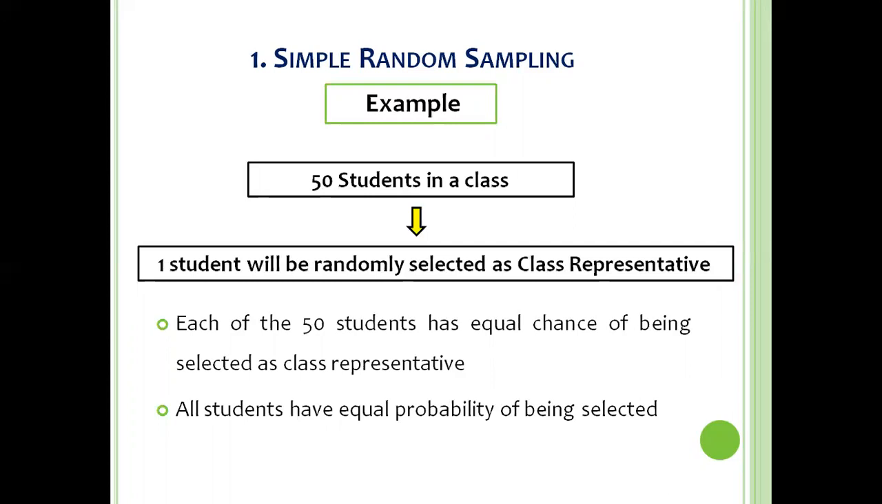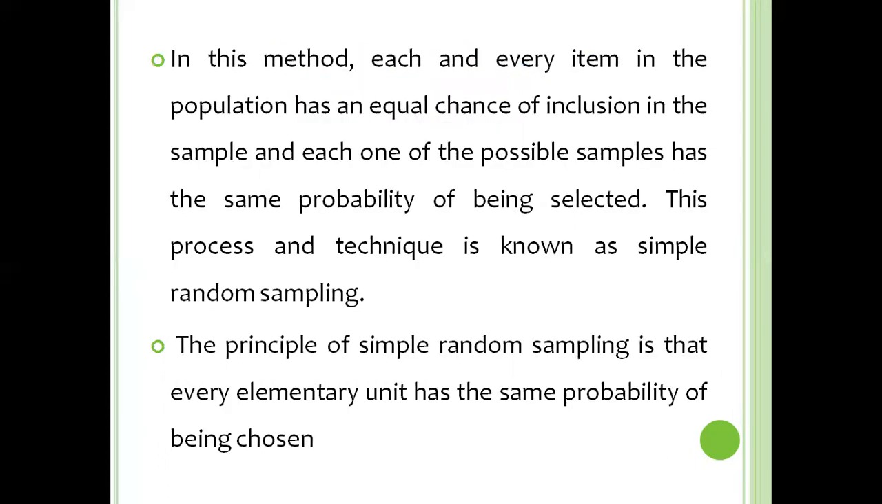So when such a technique is adopted for sampling, then such a method of sampling is called simple random sampling. So these are the write-up. You can pause the video if you want to read this.